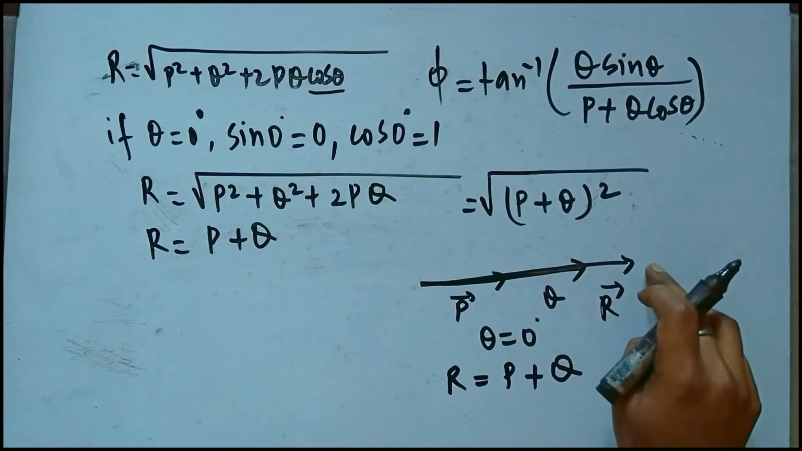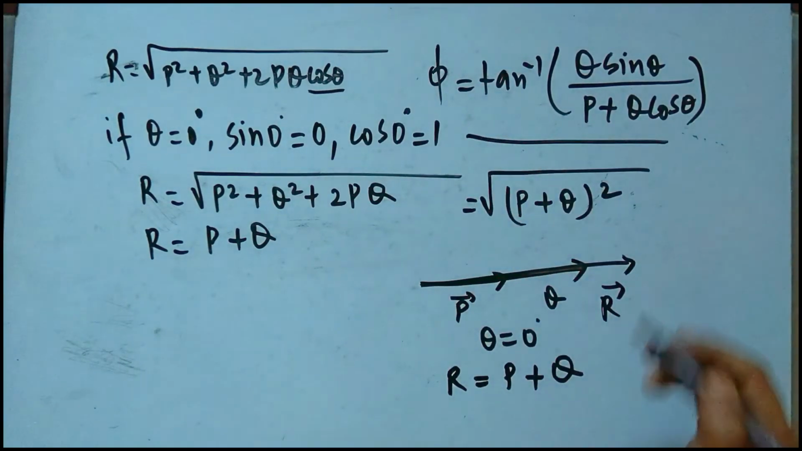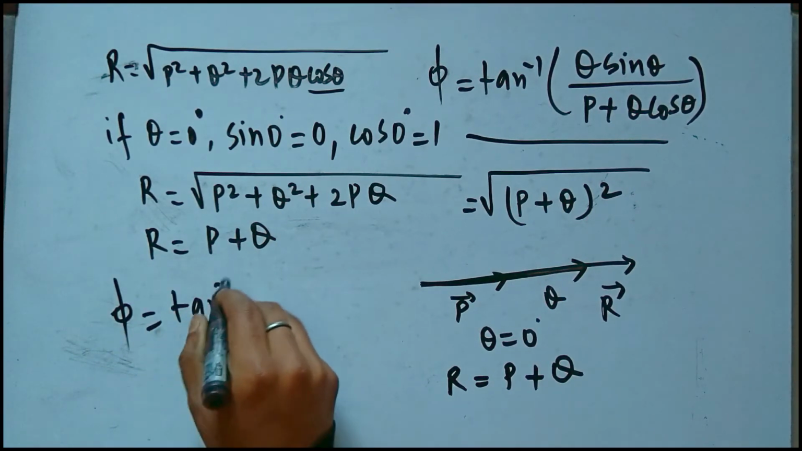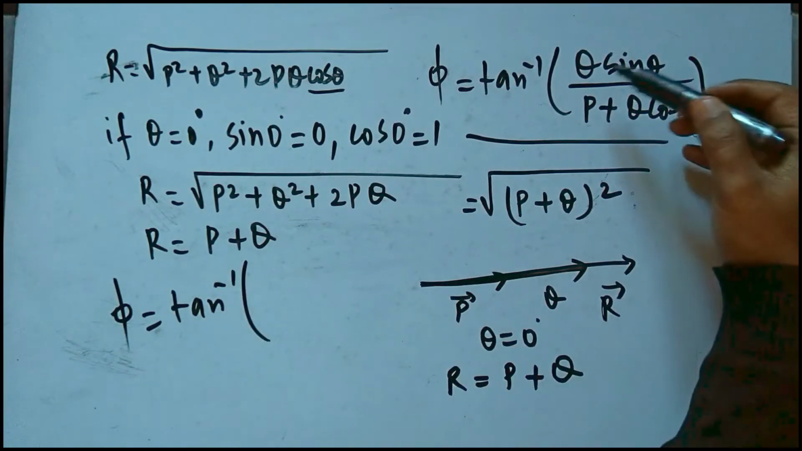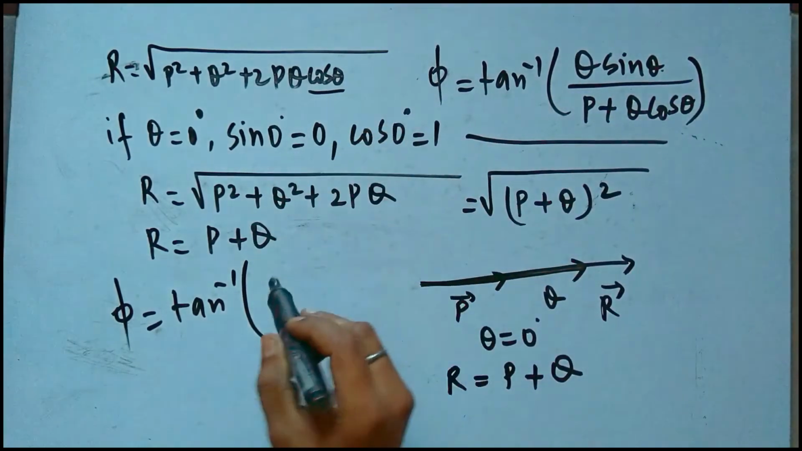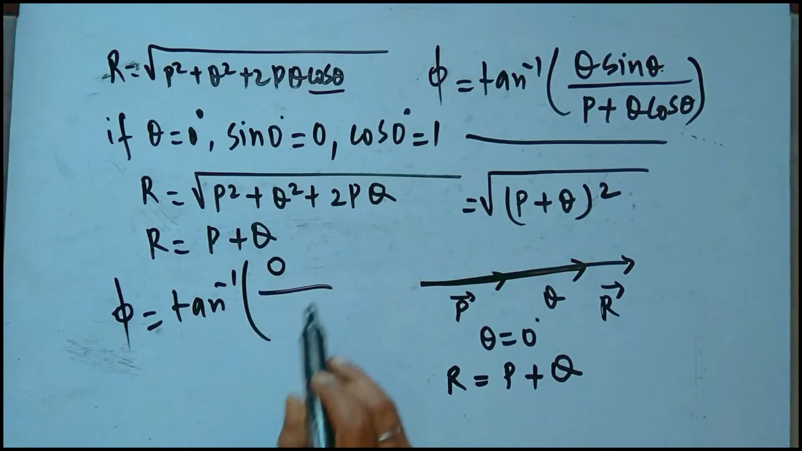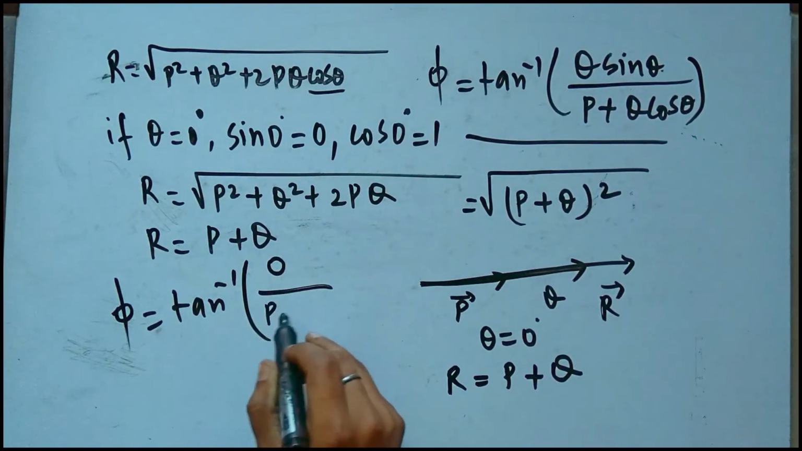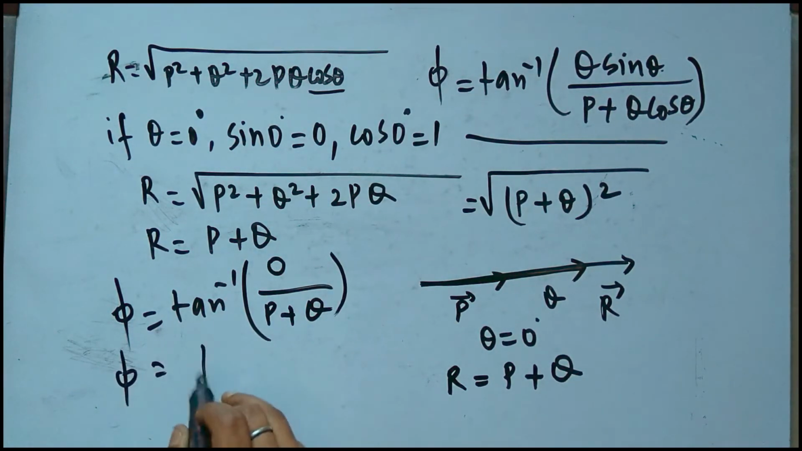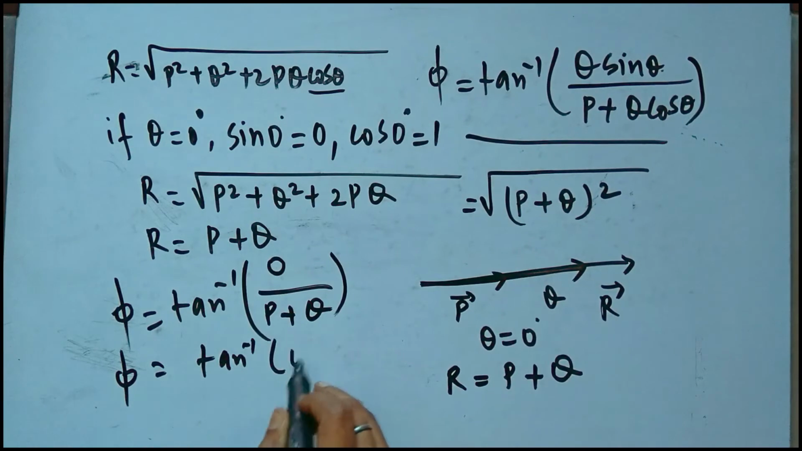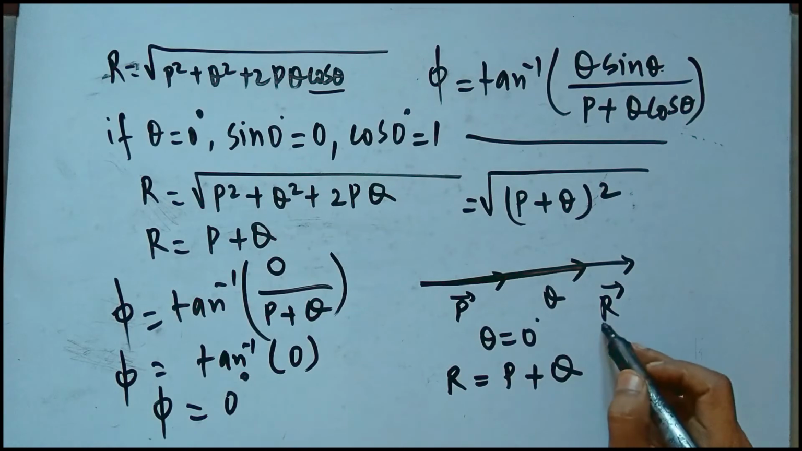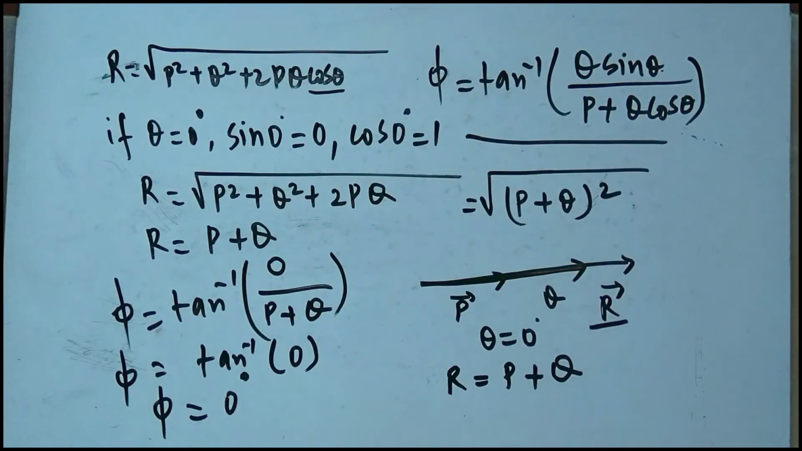Now the resultant is in the same direction. We can use this formula and prove it. So phi is equal to tan inverse. We know Q and sine theta. Sine 0 is 0. So it becomes 0. The whole thing becomes 0 over P plus Q. Phi is tan inverse 0. So phi is 0 degree. So resultant is in the same direction.